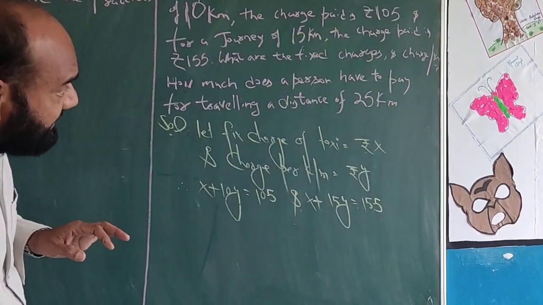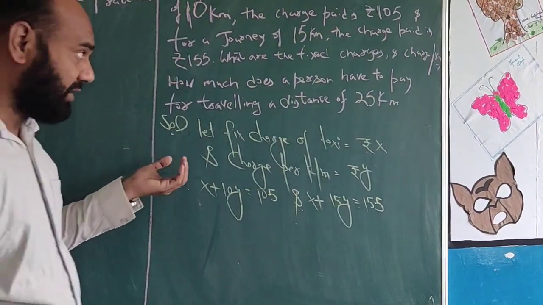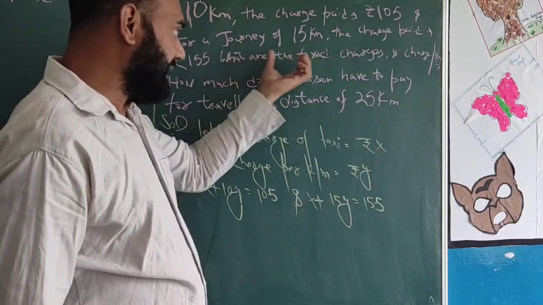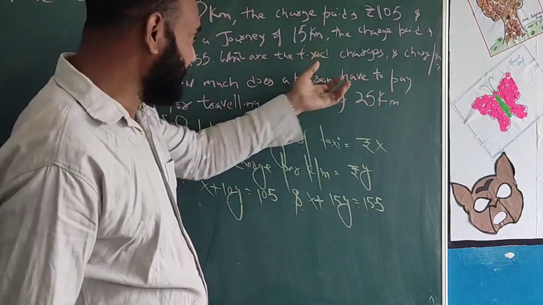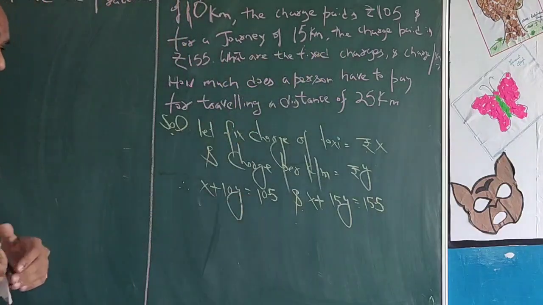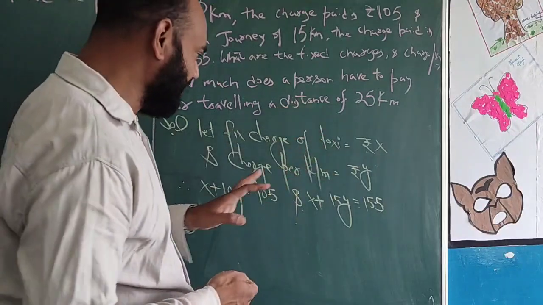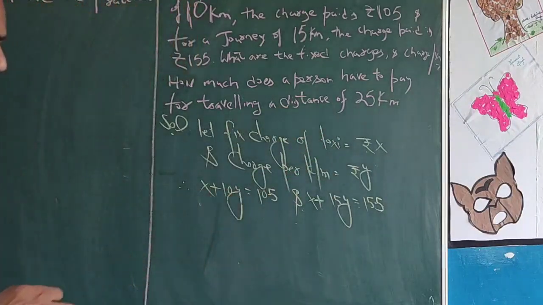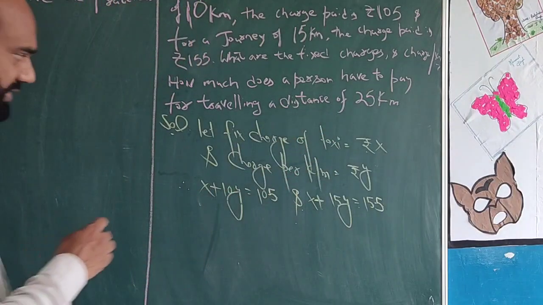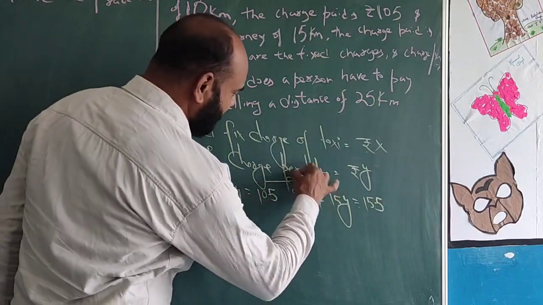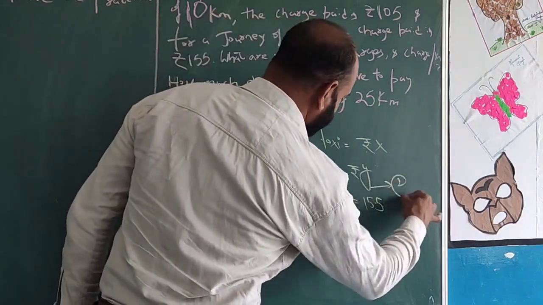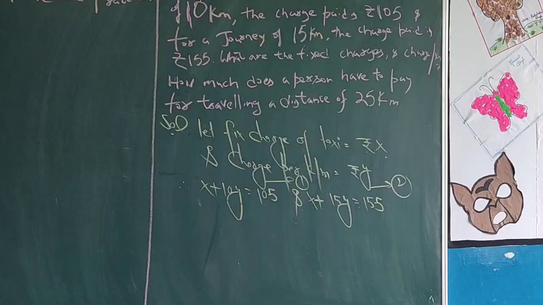What are the taxi charges then? We want to find the fixed charge of a taxi and the charge per kilometer, which means we want to find x and y. So by solving these two equations using the substitution method, this is said to be equation number 1, and this is said to be equation number 2.